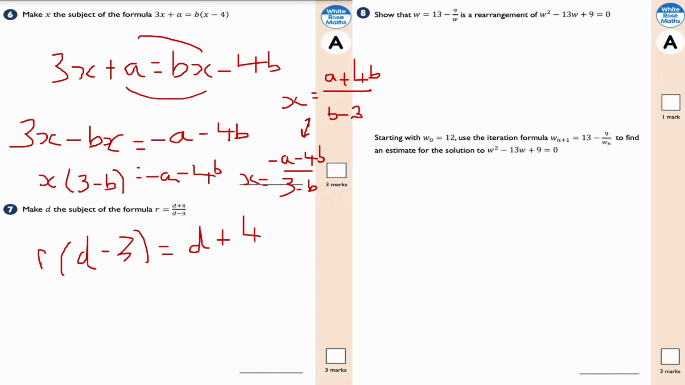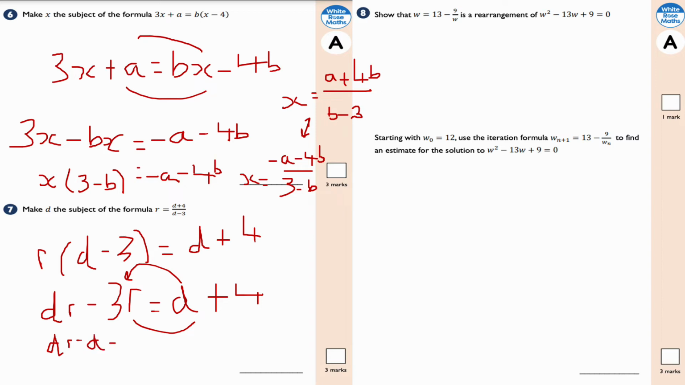Expanding the bracket on the left hand side, I get dr minus 3r is equal to d plus 4. Bring the d to the left hand side and bring the 3r to the right hand side. So bring all my d terms together and all my non-d terms to the right hand side. Okay, so then I get dr minus d is equal to 4 plus 3r.